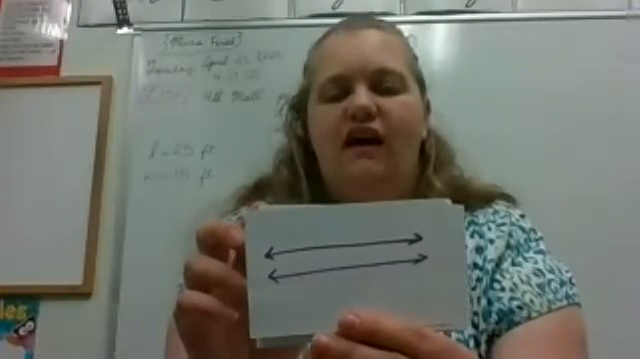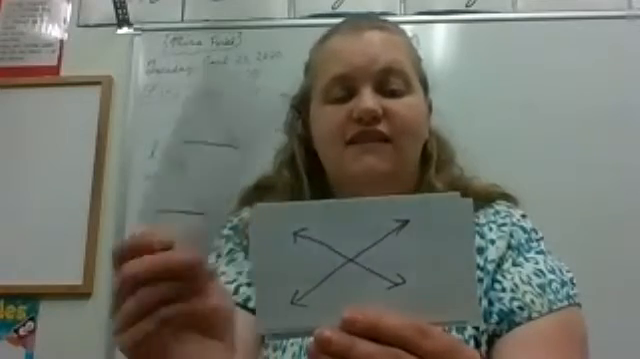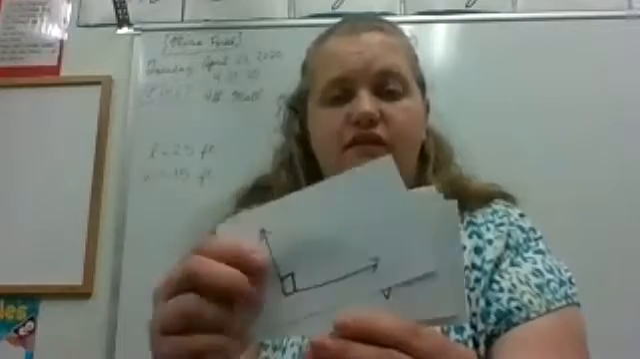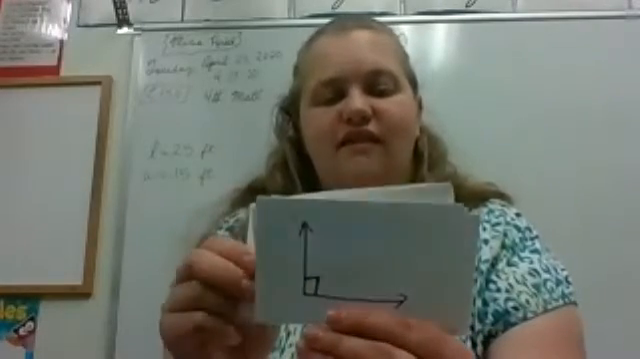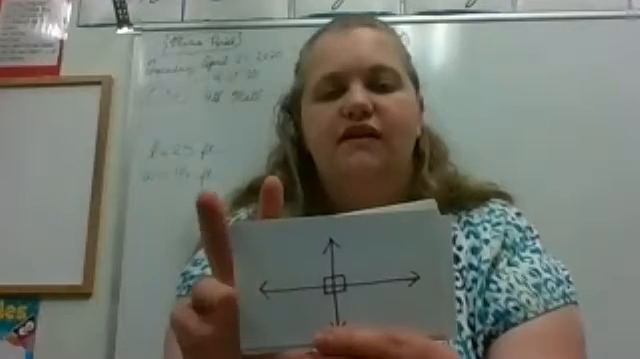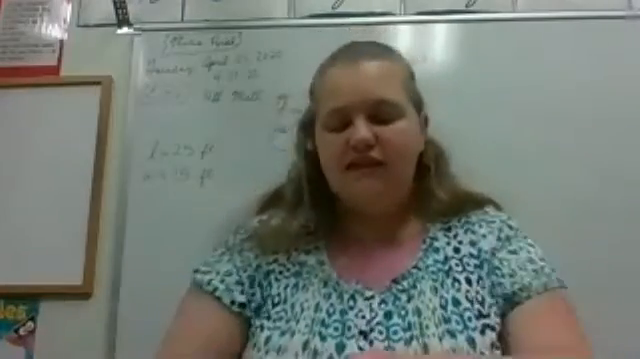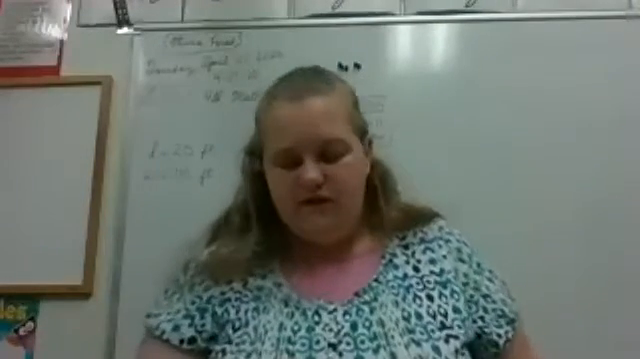Parallel lines. Intersecting lines. Congruent angles. Right angle. What about this one? Perpendicular lines. And this one? Simple closed figure, so it's not a rainbow. All right, very good. Go ahead and pause, take your speed drill, and then we'll look at your paper.